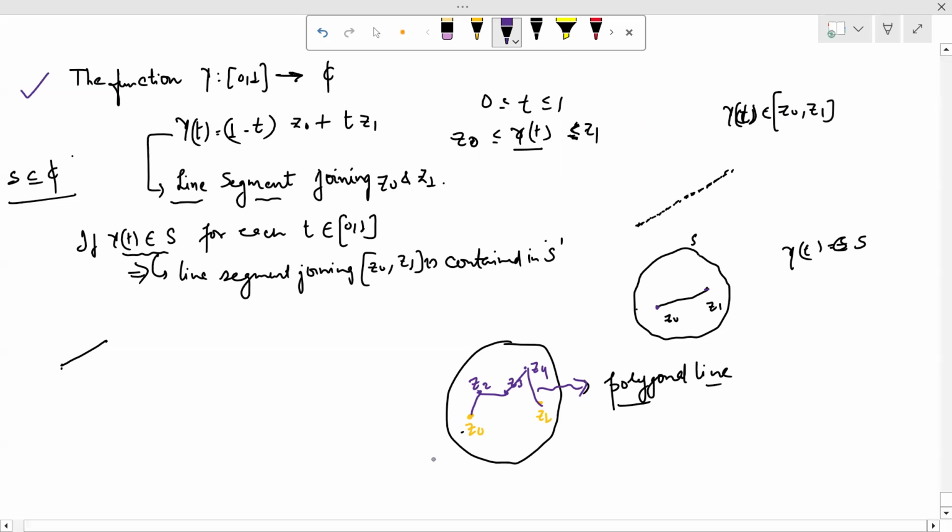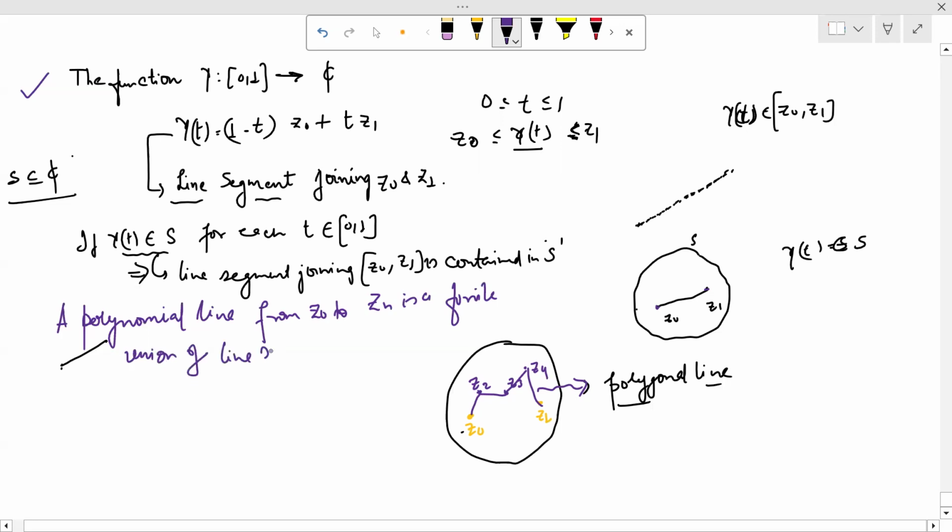Now, basically, what is a polygonal line? So a polygonal line is nothing but a union of all these small segments, right? This is what I've written. A union of all these segments is a polygonal line. So if I'm doing a polygonal line from Z0 to Zn, it is a finite union of line segments of the form.